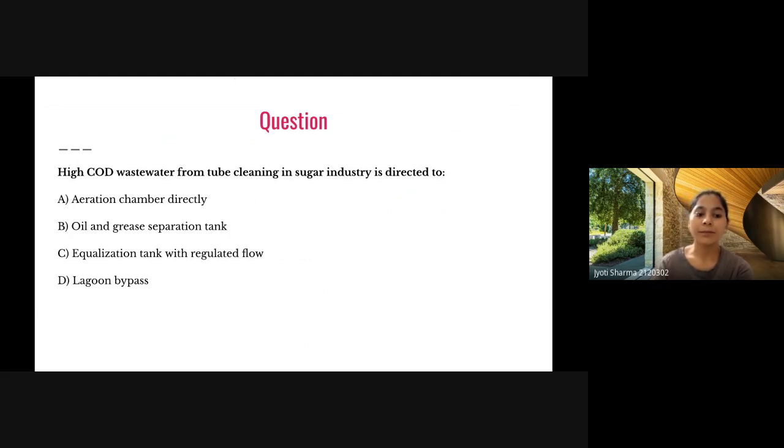Okay, the next question is, high COD wastewater from tube cleaning in a sugar industry is directed to. Whenever we clean some tubes in the sugar industry, those tubes will have some sugar, and that sugar will give you high COD wastewater, right? Whenever we are cleaning, that sugar plus water will give you high COD wastewater, that we have to divert to where? Aeration chamber directly, oil and grease separation tank, equalization tank with regulated flow, lagoon bypass.